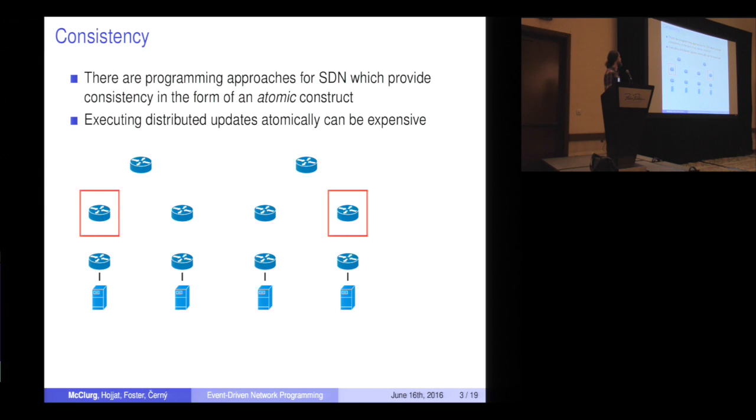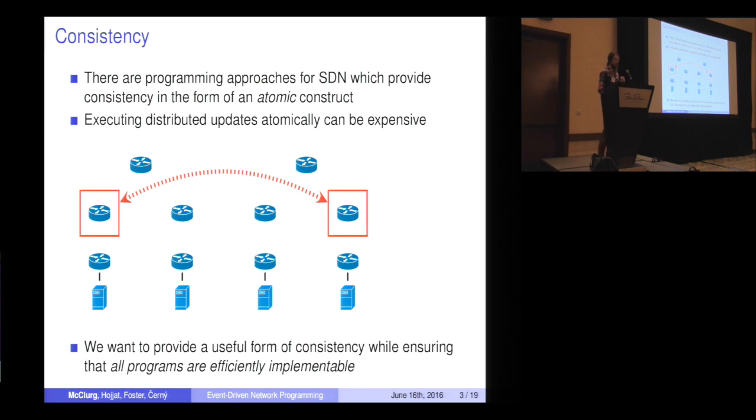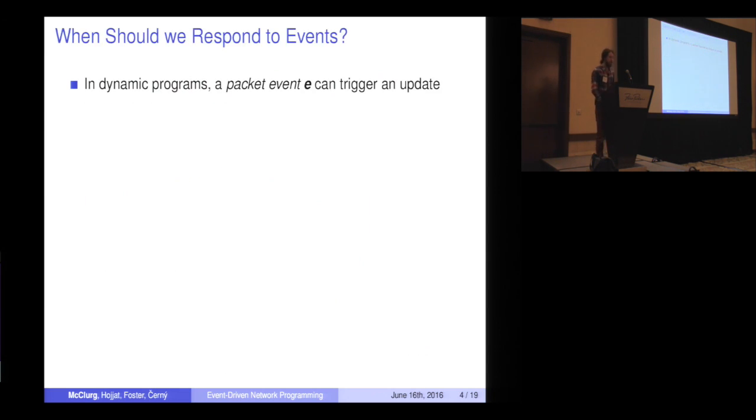Executing distributed updates atomically can be expensive. If you want something to happen on each of these selected switches atomically with respect to packets, that requires some type of coordination between at least those two devices. We want to not do that in our approach. So instead of this atomic consistency, we want something possibly weaker, but it also allows all of the programs in our approach to be efficient. There are two pieces of our consistency.